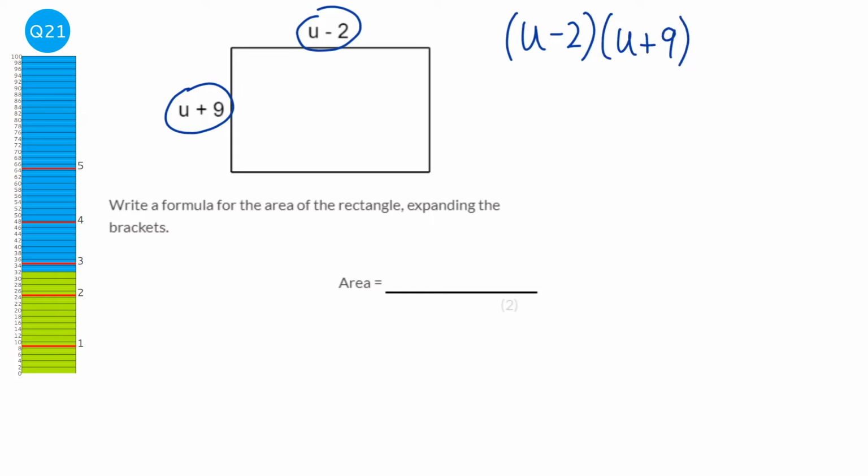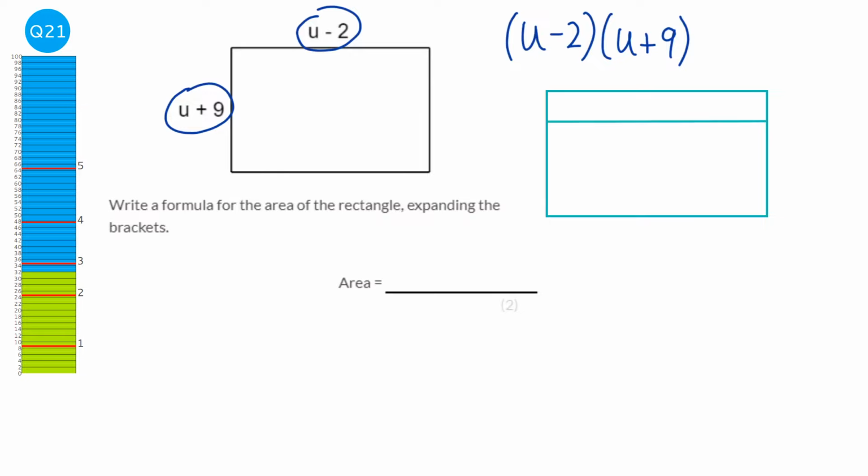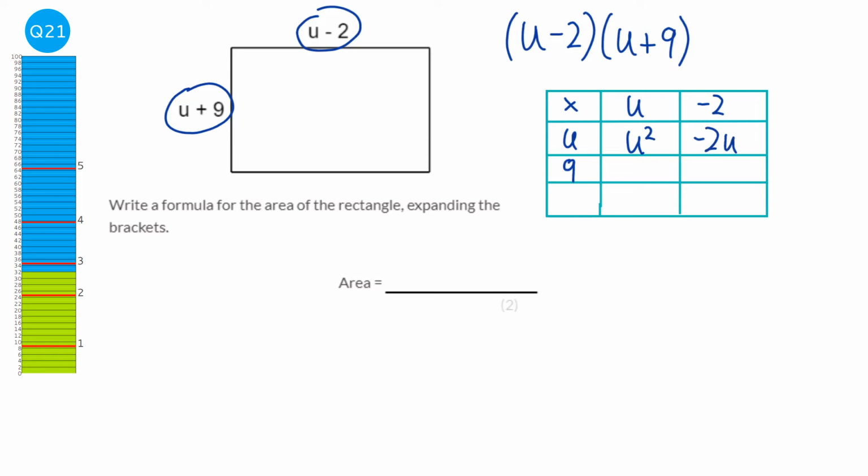Okay, and the way we do this is with our grid. Just going to draw out the grid. And so we've got u minus 2, and we're multiplying it by u plus 9. And so we've got u times u, which is u squared, u times minus 2, which is minus 2u, 9 times u, which is 9u, and 9 times minus 2, which is minus 18.